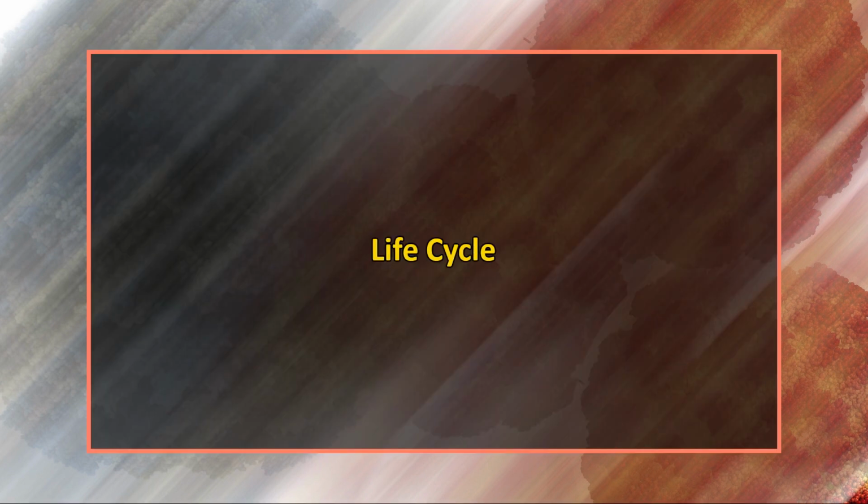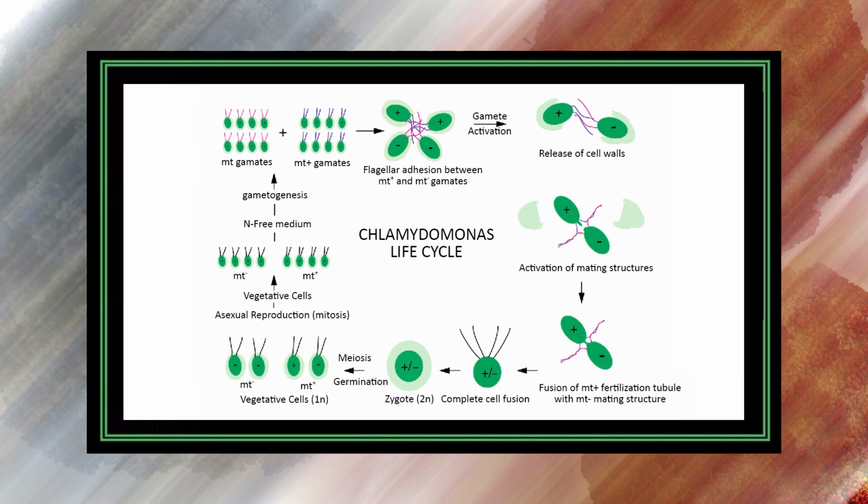Now, life cycle. Chlamydomonas shows a haplontic life cycle characterized by zygotic meiosis and formation of mitogametes.